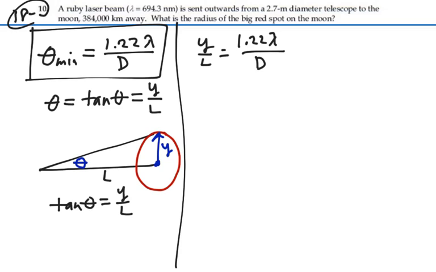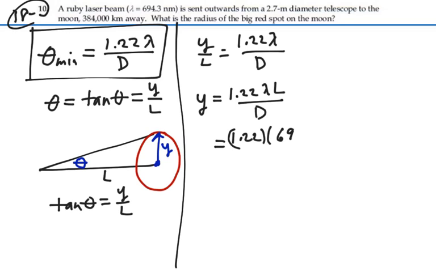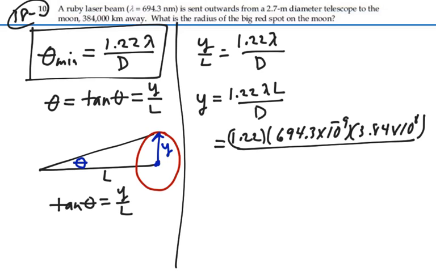We want to find y. That would be the radius of the red dot. So solving for y will be equal to 1.22 lambda L divided by d. So in this case, that is going to be 1.22 times the wavelength, which is 694.3 nanometers times 10 to the minus 9. L is our distance to the moon, 384,000 kilometers, which would be 3.84 times 10 to the 8 meters, all over the diameter of our telescope, 2.7 meters.